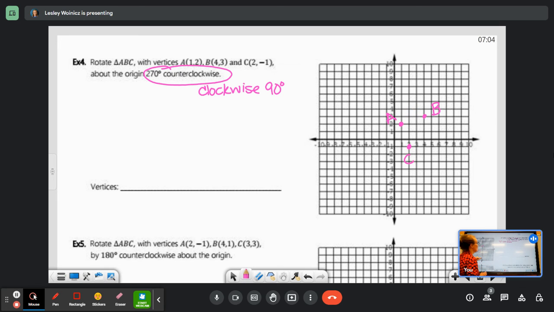Okay. So 270 degrees counterclockwise is going to be the same as a 90 degrees clockwise turn. You're going to end up in the same spot. Just kind of like if you go 180 counterclockwise and 180 counterclockwise, you know what I mean? You end up in the same spot. Okay. So here we go. Let's write the rule.